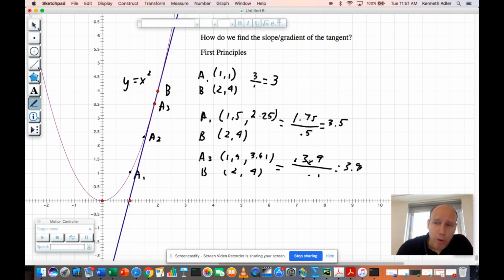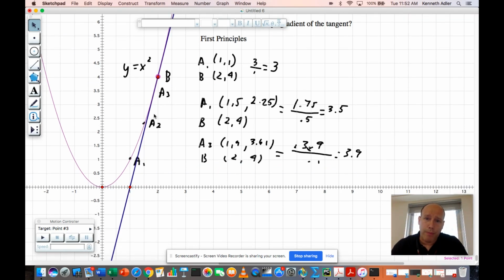Now, the question is, what are we theoretically doing? Well, theoretically, we're moving that A up to the B position, right? So let's do that. We move it up there, and now we have a tangent. It's technically the same point, but we have a problem.